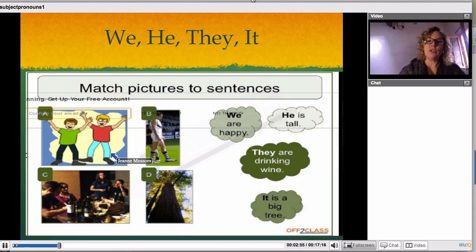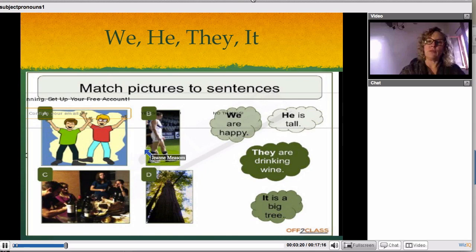So which sentence do you think it belongs to? It's this one. A is "We are happy." What about B? Is it plural or singular? Well, it's singular because there's one person. So the singular ones were he and it.